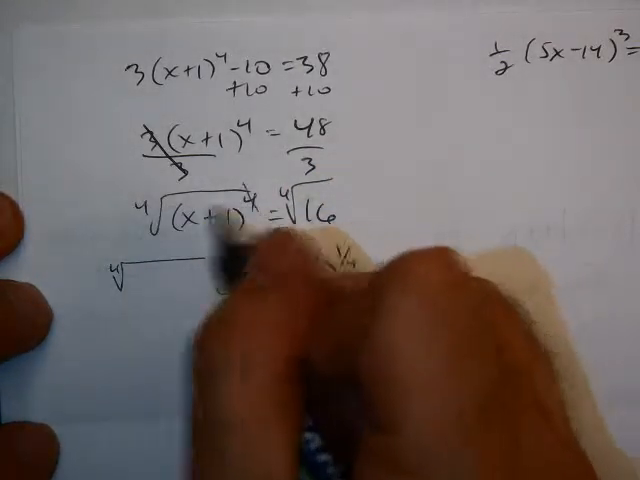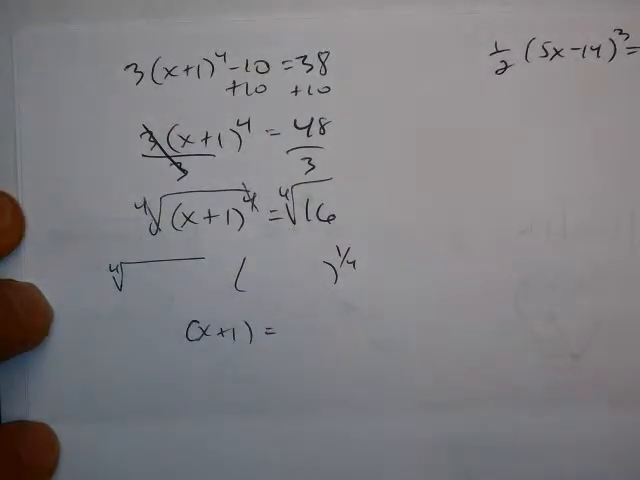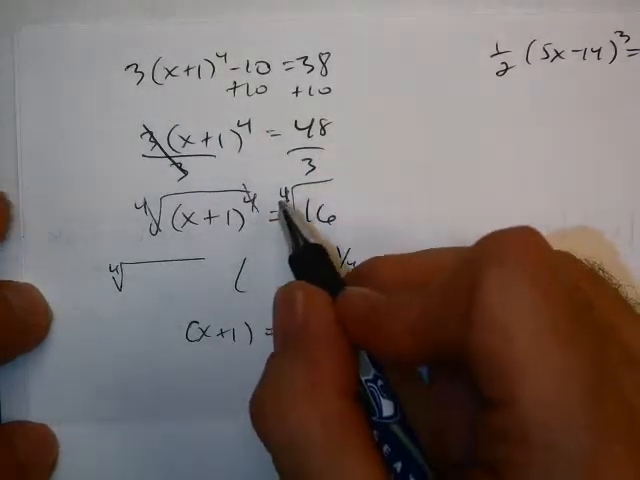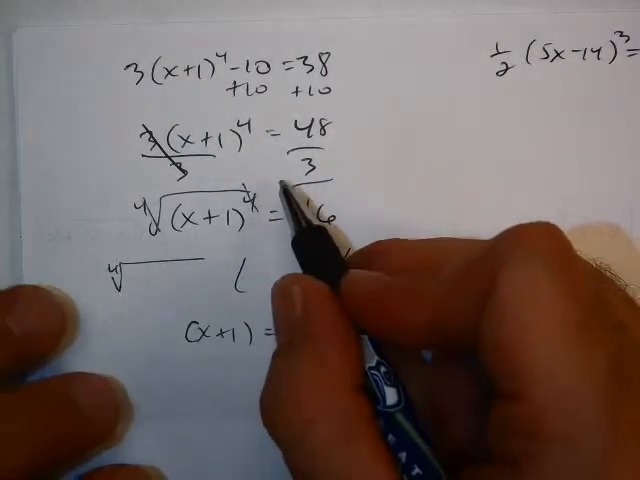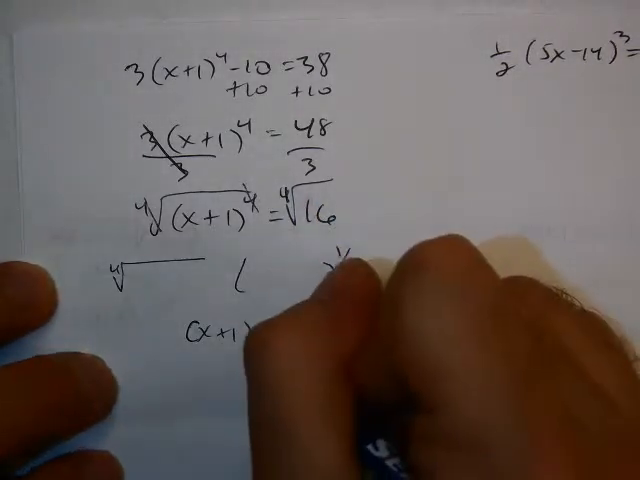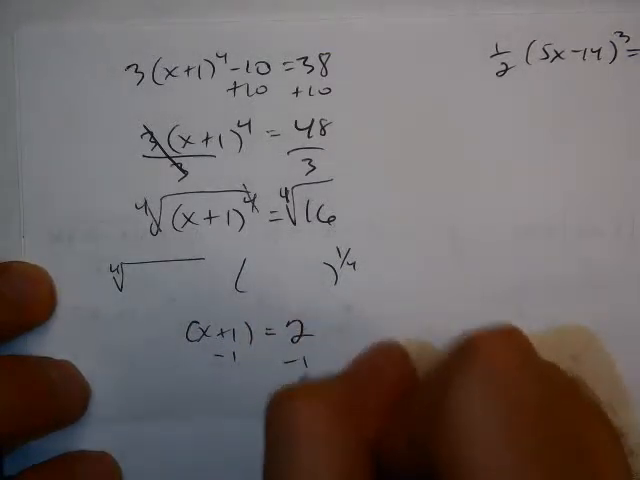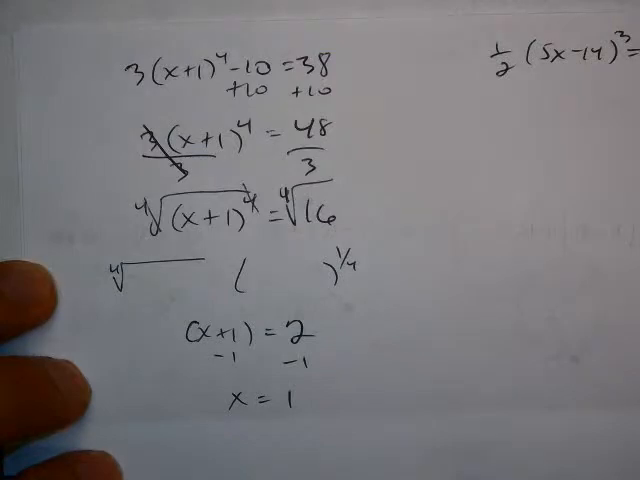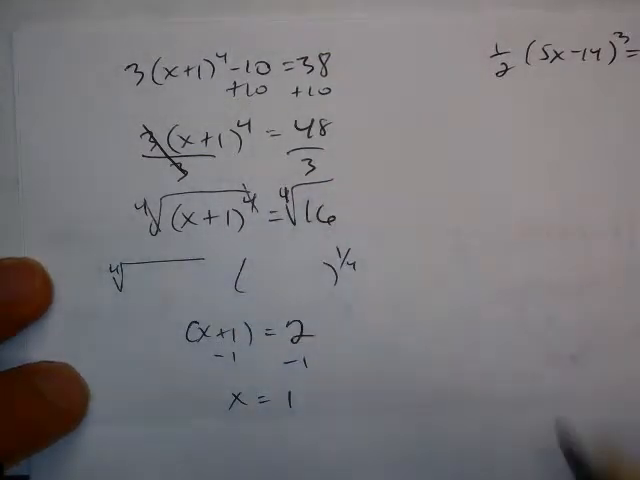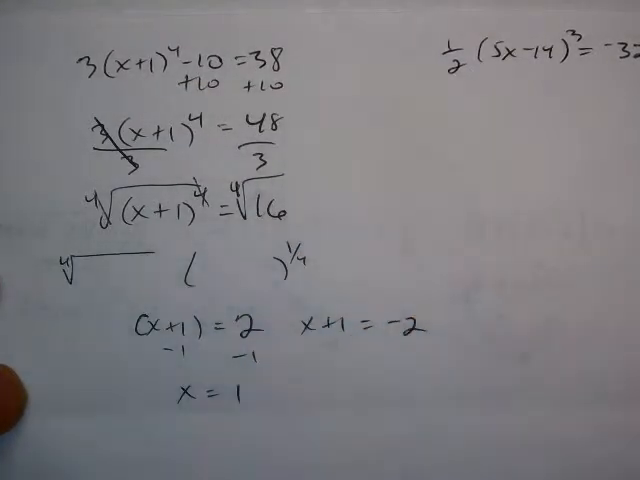This fourth root now cancels with the 4 there, which leaves me with the quantity x plus 1. Then in here, if you're using a calculator, you probably know how to plug this in. The fourth root of 16 means some number times itself 4 times gives us 16, which is going to be a 2. And then I have just one last thing to do, which is subtract the 1, which means I get x equals 1.